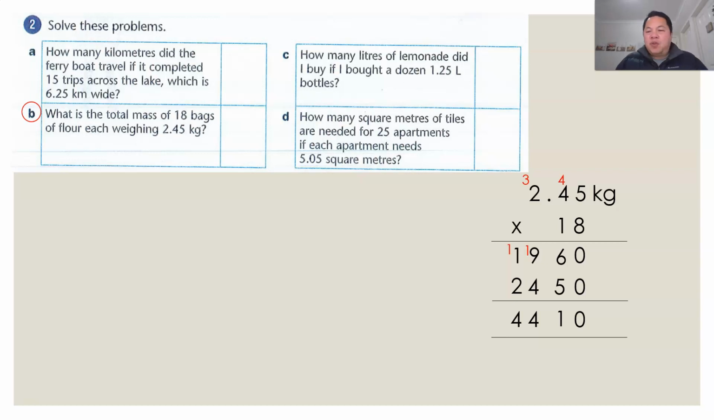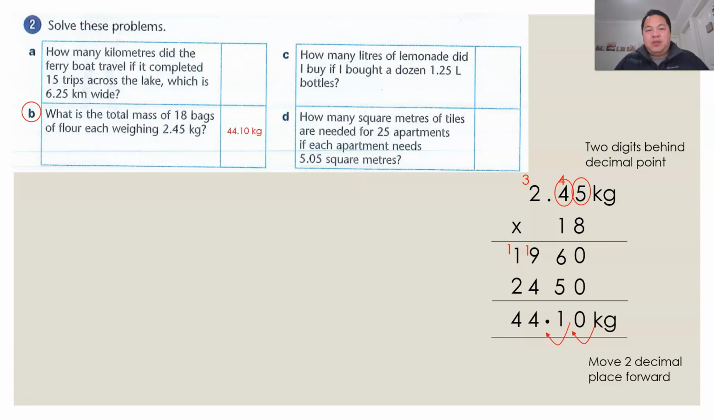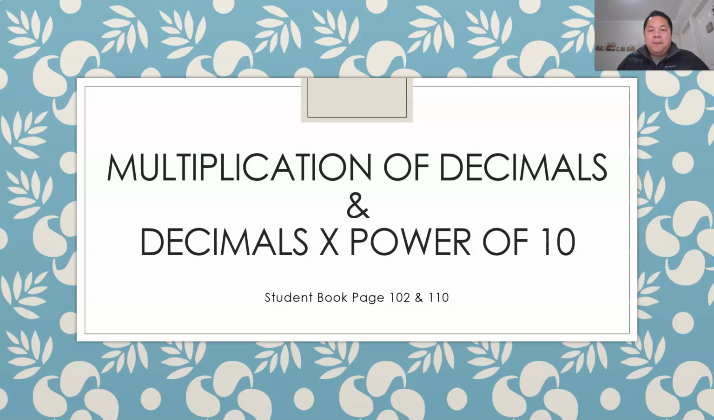But again, how many decimal places do we move back? Since there are two digits behind the decimal point, we move two decimal places backwards. And that's how we get 44.10 kg. Easy? I don't think it's that difficult. It's quite an easy concept to remember.